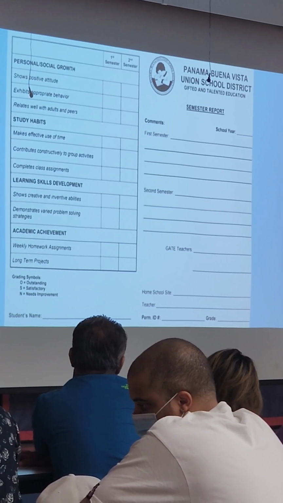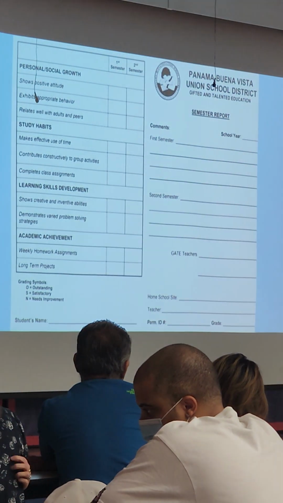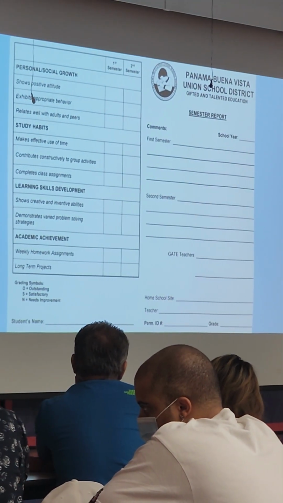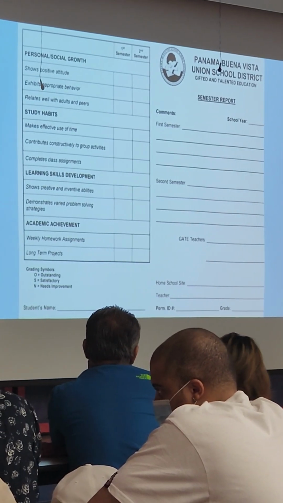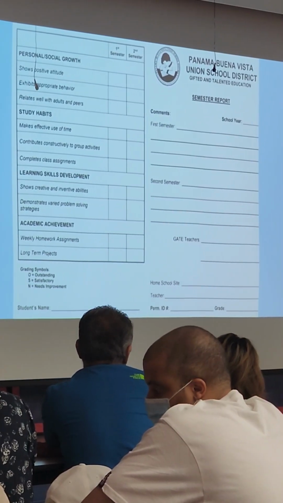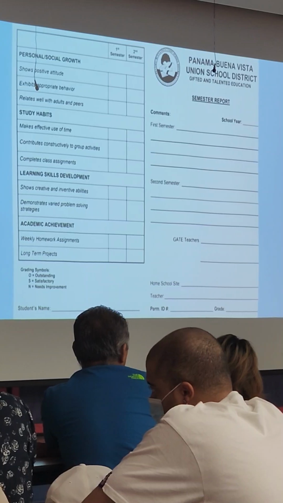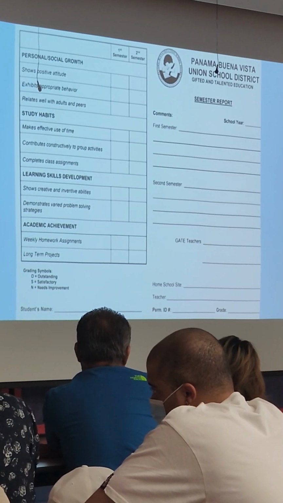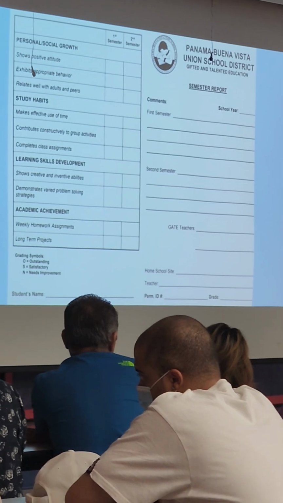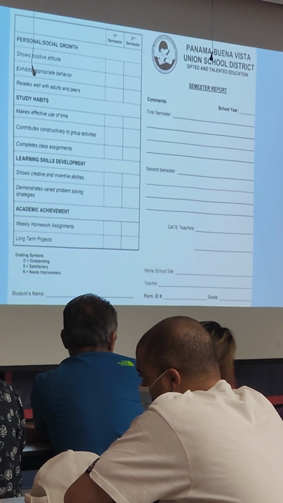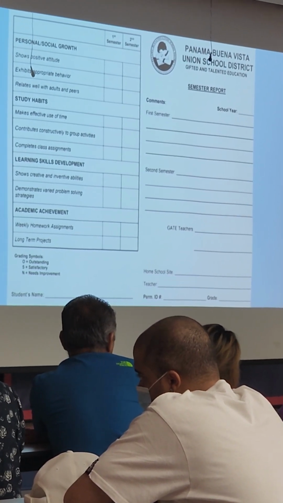And for all 3 of those, you're going to have a grading symbol of O for outstanding, S for satisfactory, and N for needs improvement. The academic achievement is broken into 2, with the weekly homework assignments and long-term projects. And with those, it'll be the traditional A, B, C, and F. You will receive a report card twice a year from GATE. The first one will be at the end of the first semester in January. The second one will be at the end of the year.